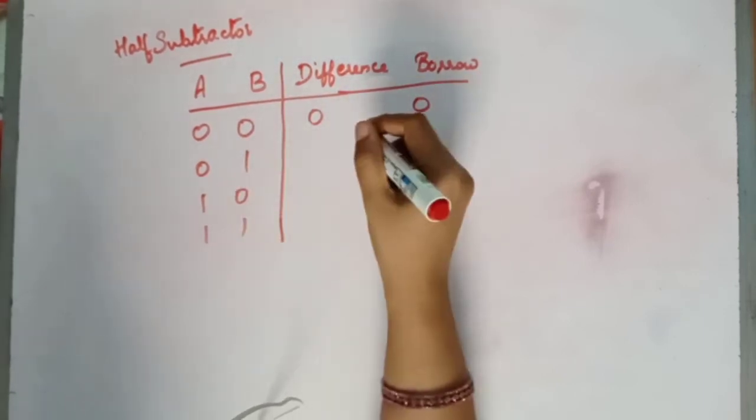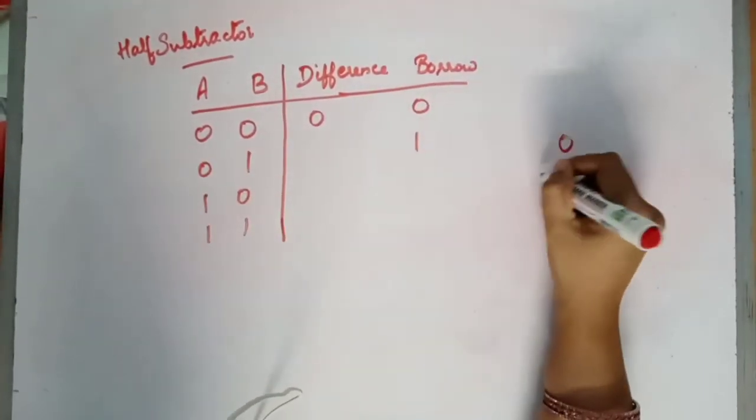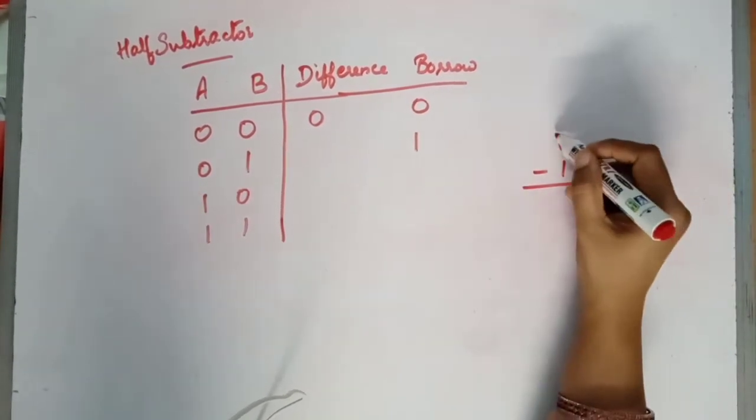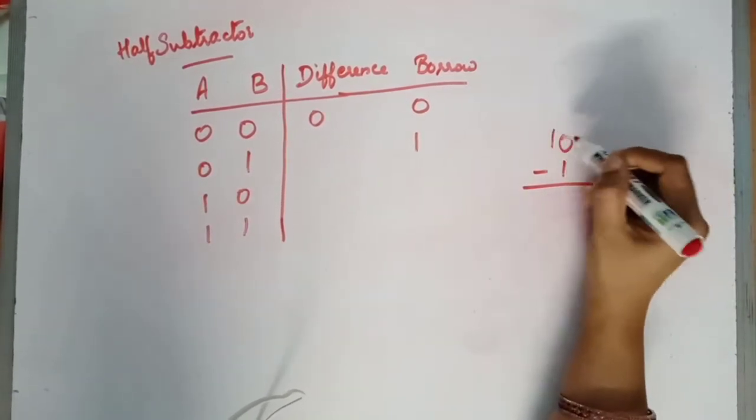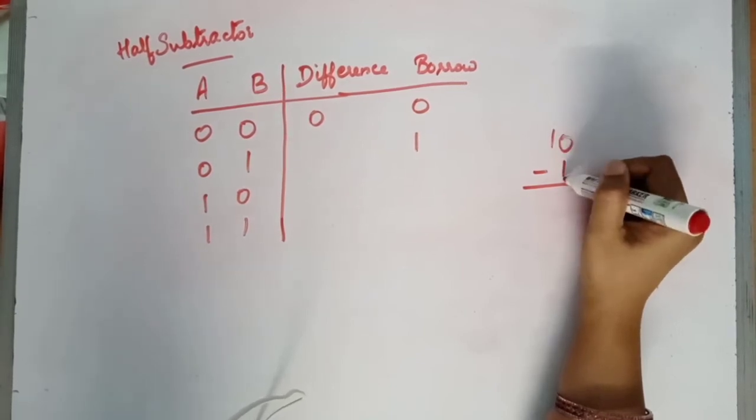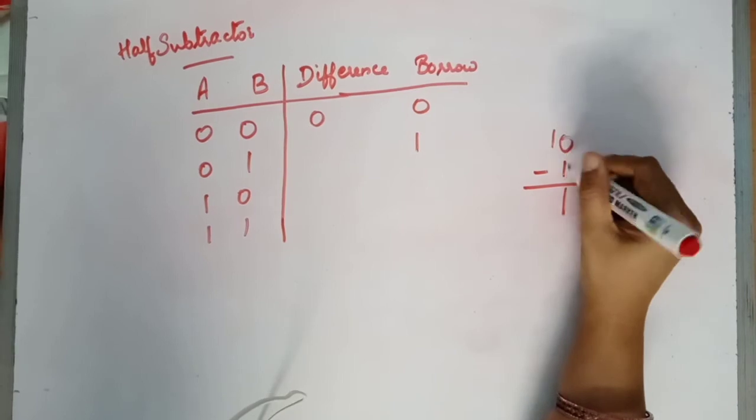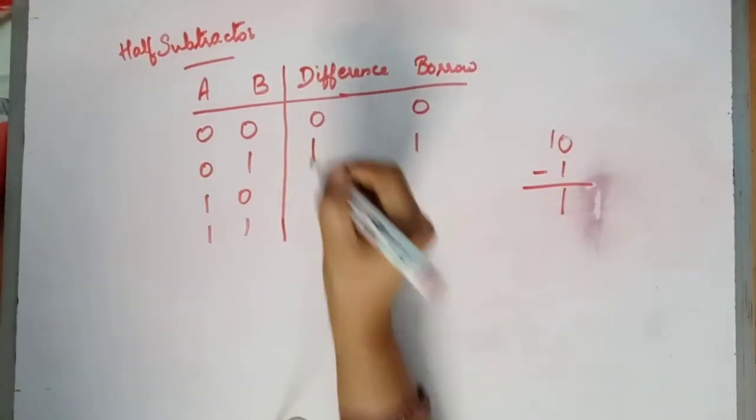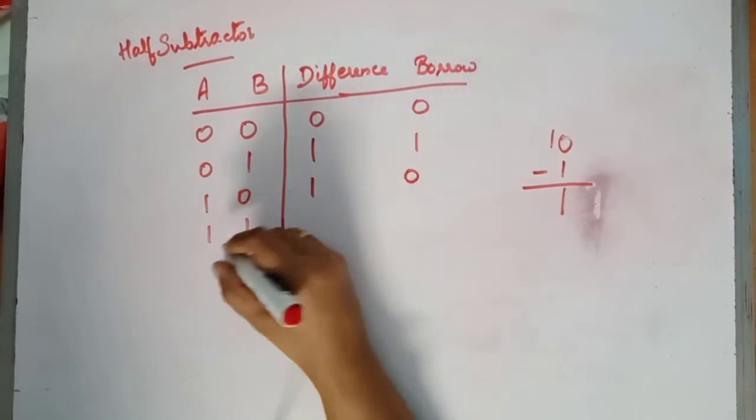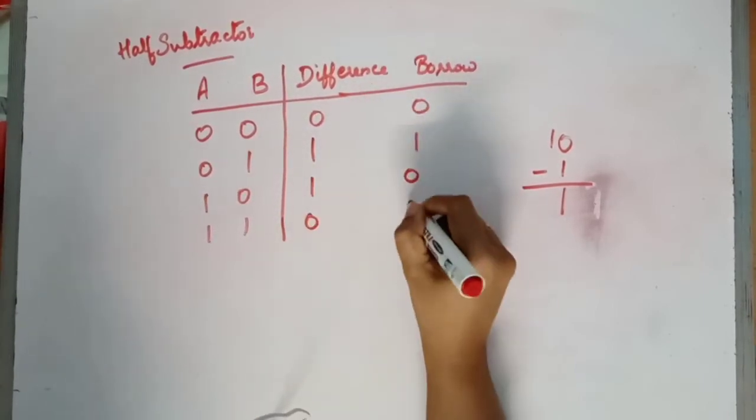So when you borrow, that is 0 minus 1. So you'll have to borrow. When you borrow, 0 becomes 1 0. 1 0 minus 1 is 1. 1 0 is 2, 2 minus 1 is 1. 1 minus 0 is 1, no borrow. 1 minus 1 is 0, no borrow.